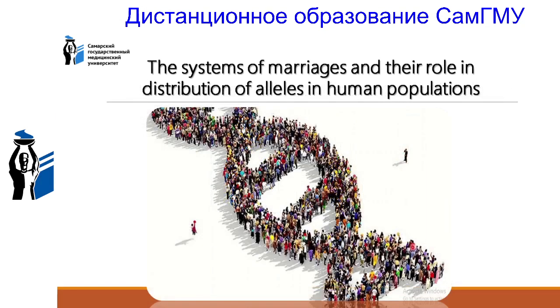The system of marriages and their role in distribution of alleles in human populations. Factors affecting the genetic structure of a population: system of marriages, medico-genetic aspects of marriages, elementary evolutionary factors, mutations, migration, isolation, gene drift, waves of life, natural selection. All these factors cause elementary evolutionary phenomena, a change in the gene pool. Types of marriages. By action on the occurrence of alleles, there are non-assortative marriages, maintaining the balance of genes.